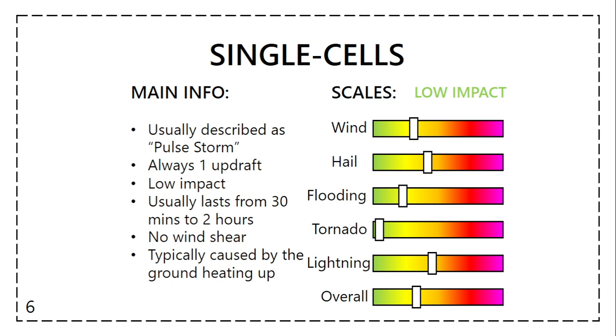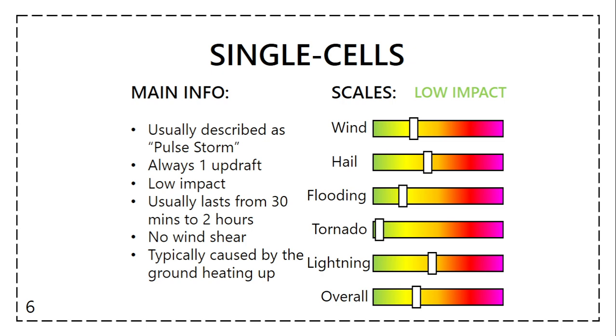Single cell building up, precipitation force. The downdraft brings along the updraft. The downdraft goes stronger than the updraft. Then apparently, after the downdraft is stronger than the updraft, the storm can't rebuild again. That's why it's so low impact.